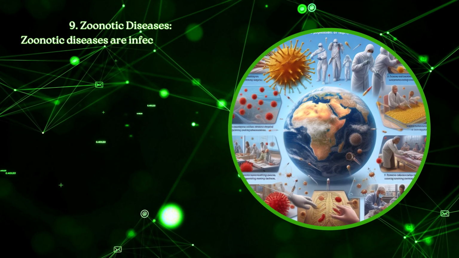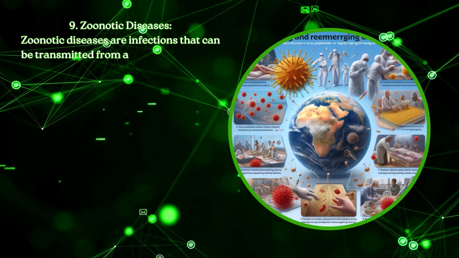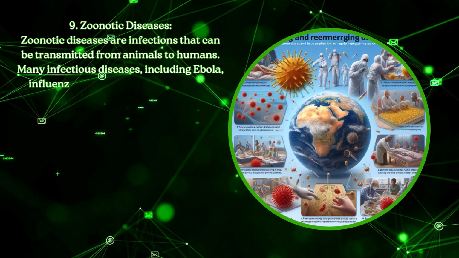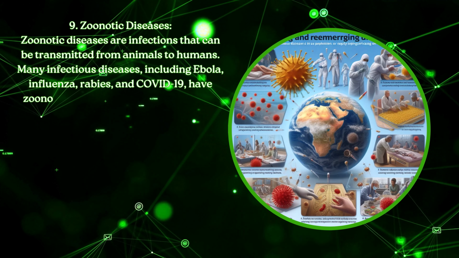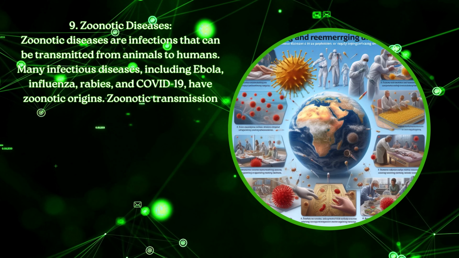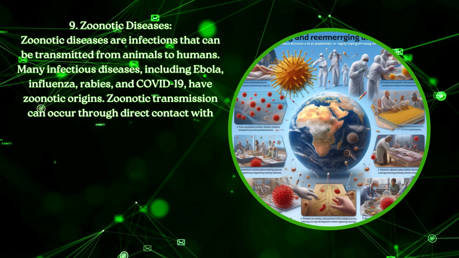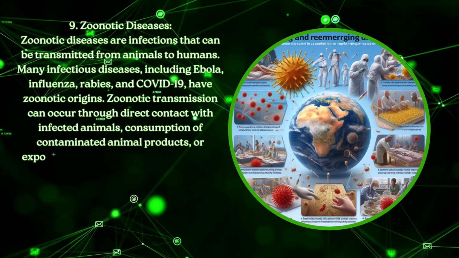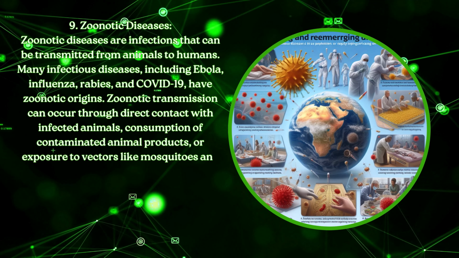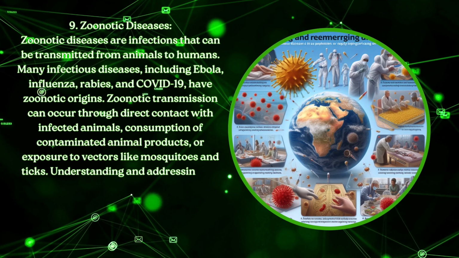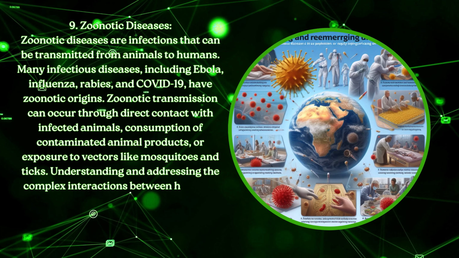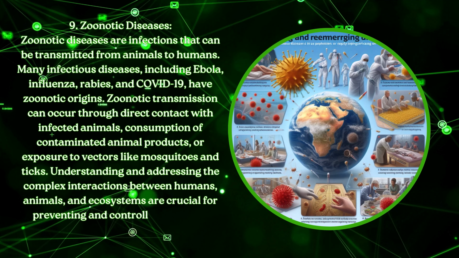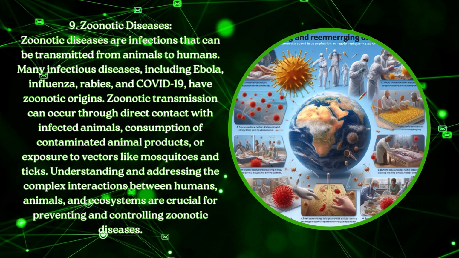Zoonotic diseases. Zoonotic diseases are infections that can be transmitted from animals to humans. Many infectious diseases, including Ebola, influenza, rabies, and COVID-19, have zoonotic origins. Zoonotic transmission can occur through direct contact with infected animals, consumption of contaminated animal products, or exposure to vectors like mosquitoes and ticks. Understanding and addressing the complex interactions between humans, animals, and ecosystems are crucial for preventing and controlling zoonotic diseases.